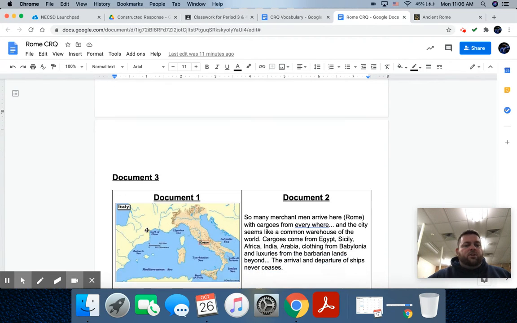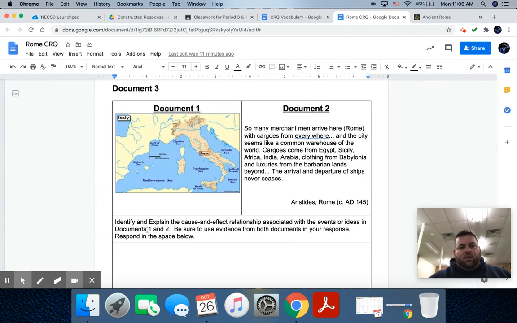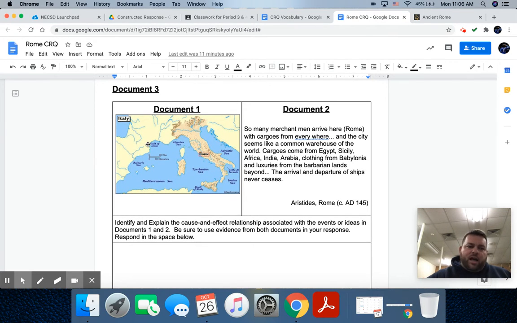So that's document 2. Now, document 3, they call it a document, but really what they're doing is putting both of these documents right up next to each other. And basically, you have to answer a question that is either cause and effect or turning point or something like that. So for this one, we will focus on cause and effect. Okay. So if document 1 points out the geography, and document 2 talks about all the incredible amount of trade that is happening in Rome, now we're going to ask about the cause and effect.